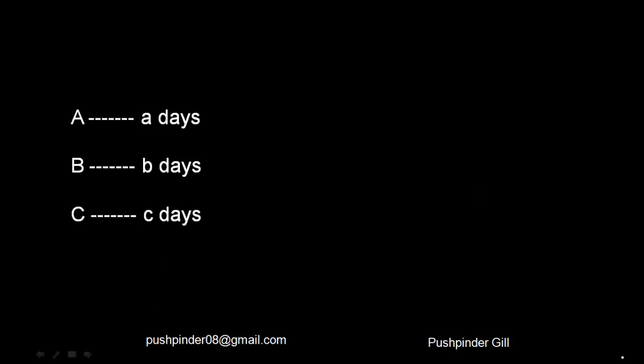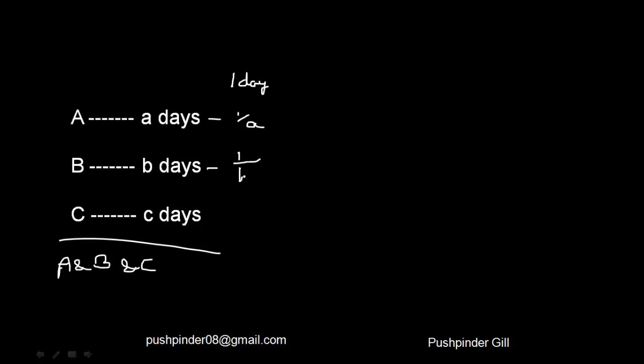Now let me just add one more thing here. Let me add the third person. And now I ask you, in how many days are A, B and C together going to take to finish the job? Now it's very simple. Now A takes A days, that means he'll finish 1 by A of the job in 1 day. Similarly, B takes B days to finish the job. In 1 day, he'll be finishing 1 by B of the work. And C takes C days to finish the job. In 1 day, he'll be finishing 1 by C of the work.